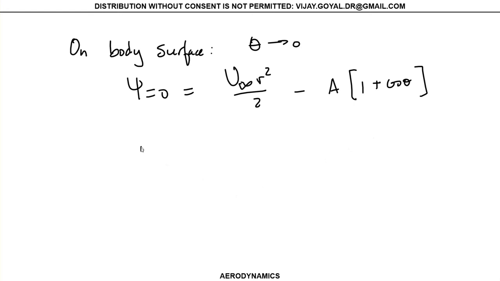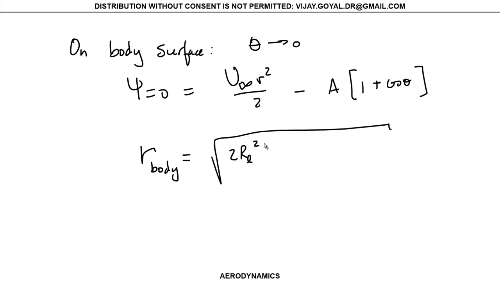So from here, your R body will be nothing else than, you can solve for this and set that to 0. That would give you R body would be 2 RL squared u infinite divided by 4, 1 plus cosine of theta divided by u infinite.